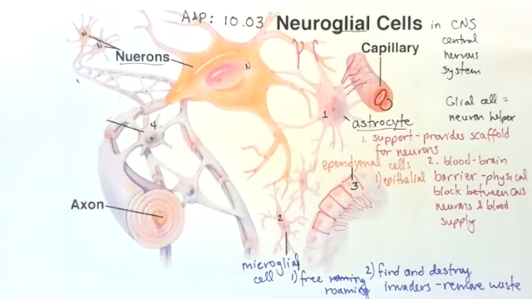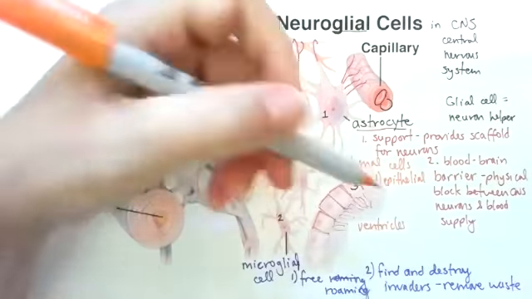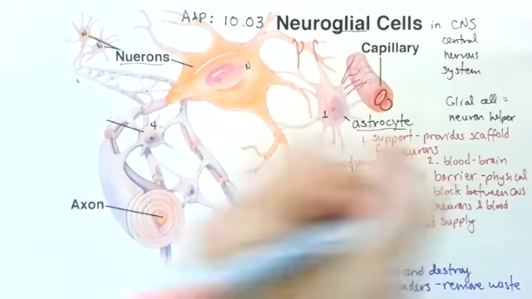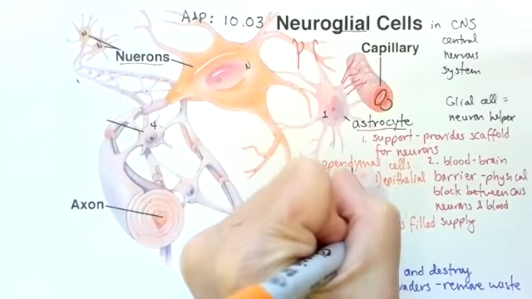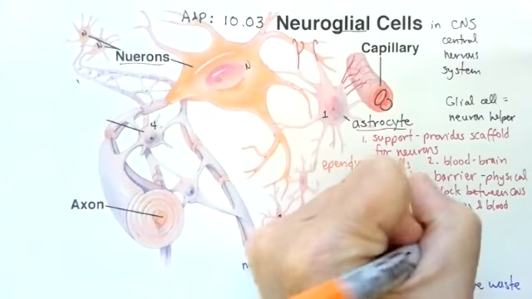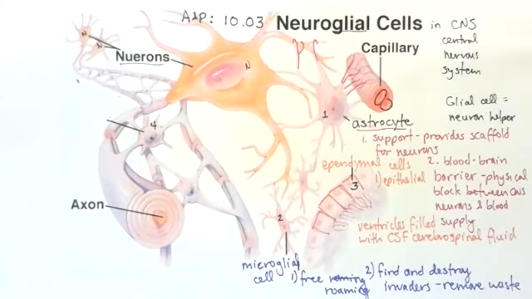We have cavities inside the brain called ventricles. So this is going to be the apical surface. This is going to be the basement membrane. So here, this is facing a cavity called a ventricle. And ventricles are filled with something called cerebrospinal fluid, CSF, which stands for cerebrospinal fluid. And this fluid carries nutrients throughout the brain. It carries waste away. It helps regulate temperature.